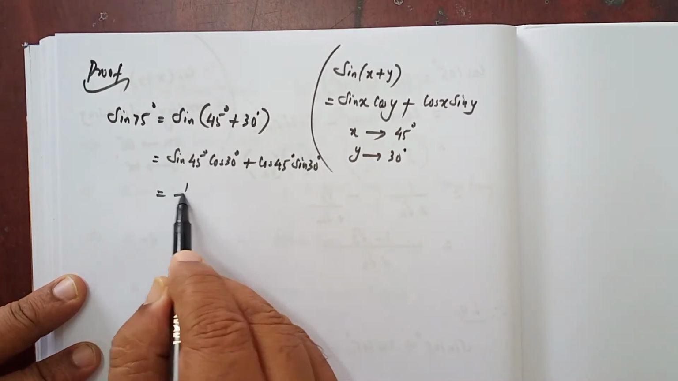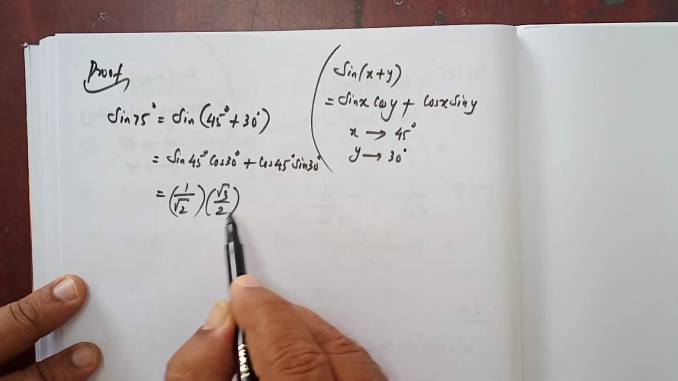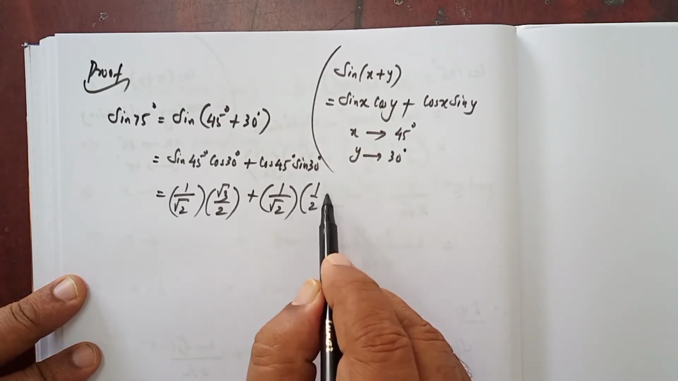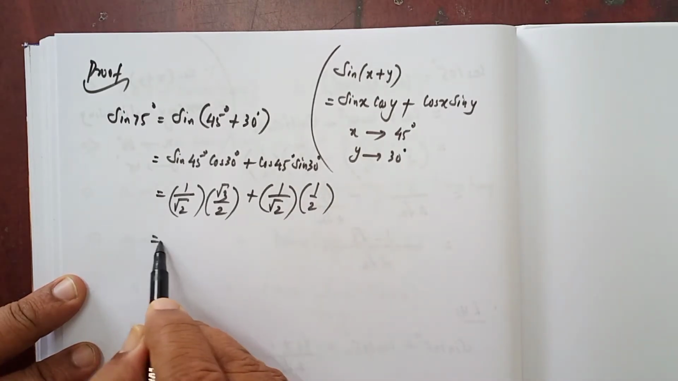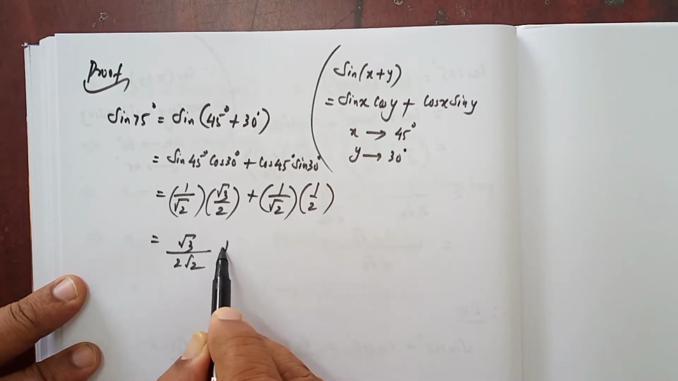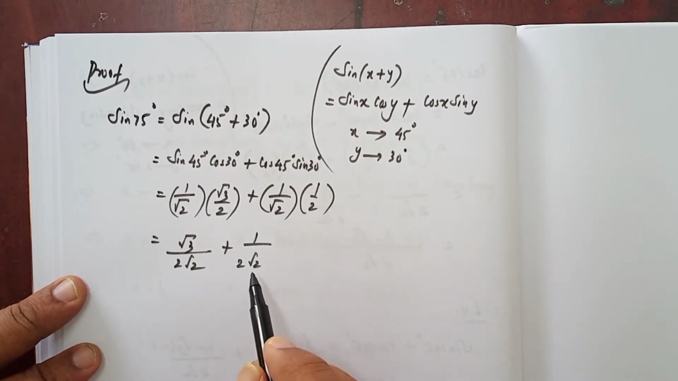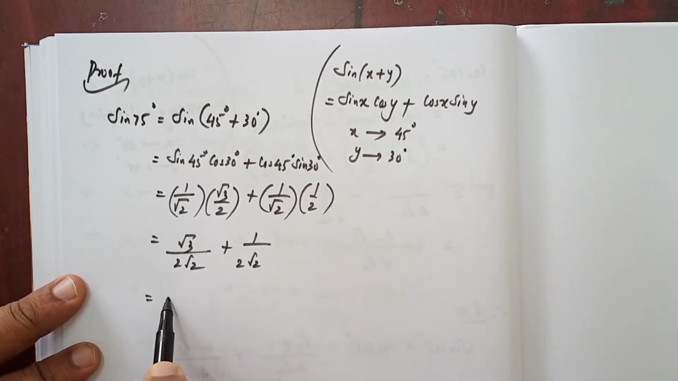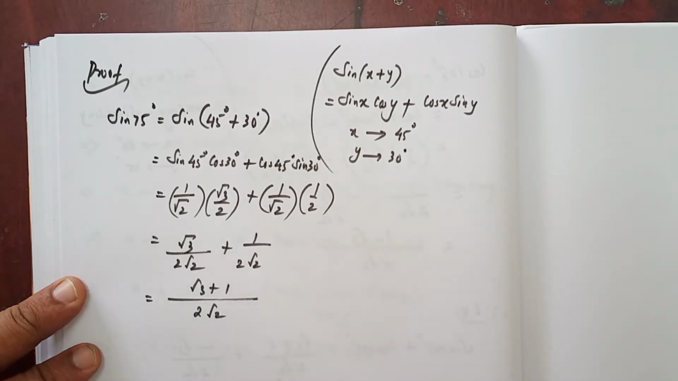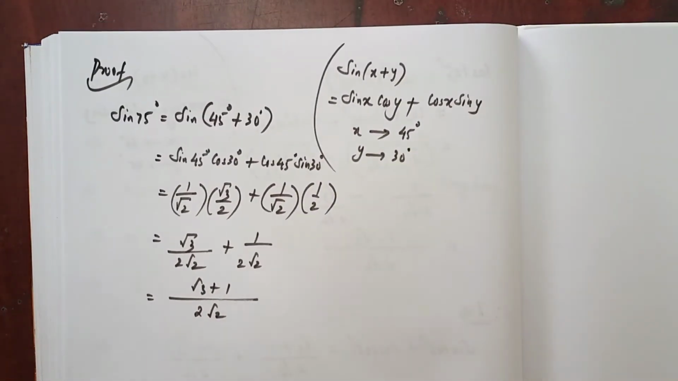Equal to sin 45 degrees is 1 by root 2, cos 30 is root 3 by 2, cos 45 is 1 by root 2, sin 30 is 1 by 2. Equals 1 into root 3, root 3 divided by 2 into root 2, 2 root 2, plus 1 into 1 is 1 divided by 2 into root 2, 2 root 2. We have the common denominator 2 root 2. Write the numerator as it is, root 3 plus 1. Sin 75 is over. Now we have to find sin 15 degrees.